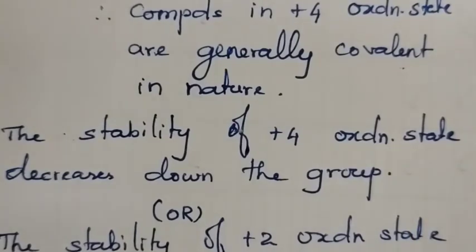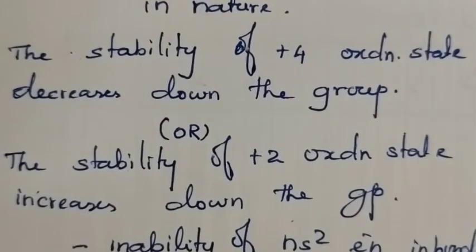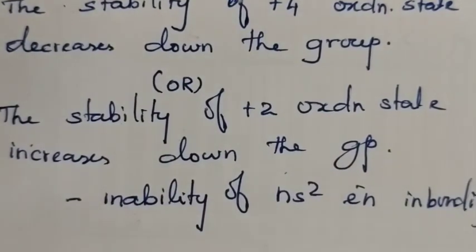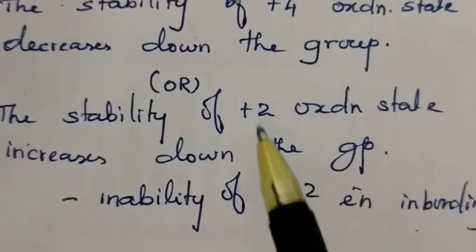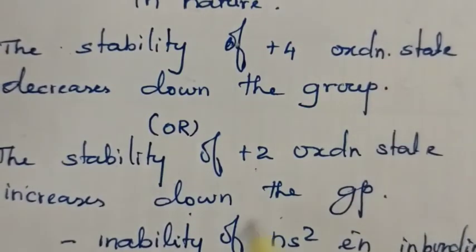So the stability of +4 oxidation state decreases on moving down the group. At the same time, the stability of +2 oxidation state increases. Why? Because on moving down the group, the 2 electrons present in the valence s orbital gradually become inert. We already studied that due to the inability of ns2 electrons in bonding, the stability of +2 oxidation state increases on moving down the group, while the stability of +4 oxidation state decreases. That's all about the oxidation state of group 14.